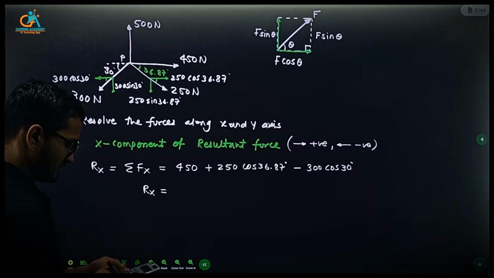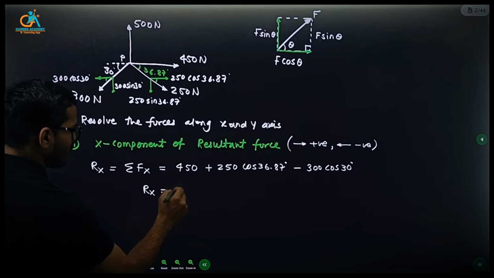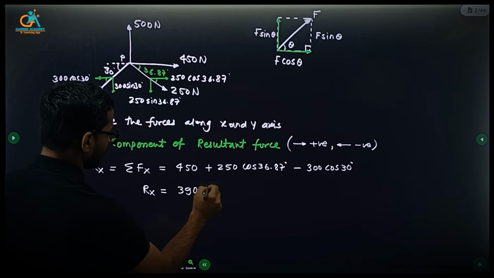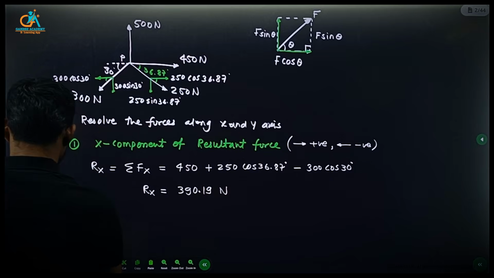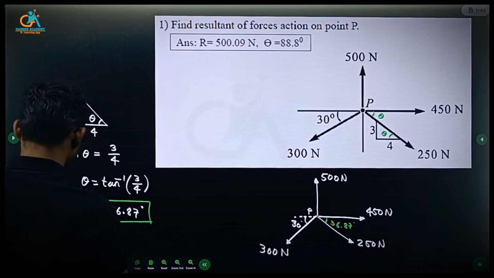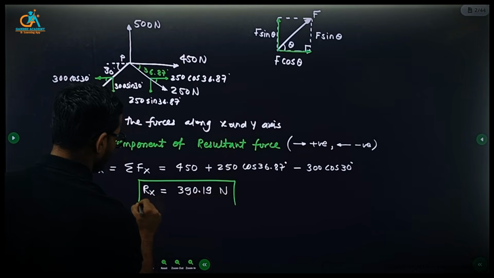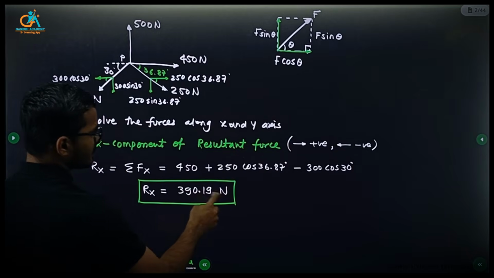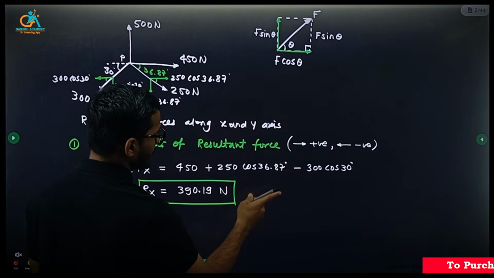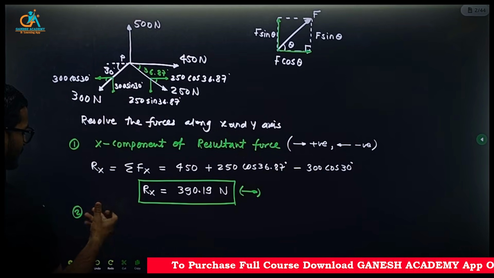To solve this, 390.19 and it is Newton, right? All the forces are given in Newton. Yes, in the same way, calculate y component of the resultant. This is positive, right? That means the x component of the resultant is acting towards right. It's y component.